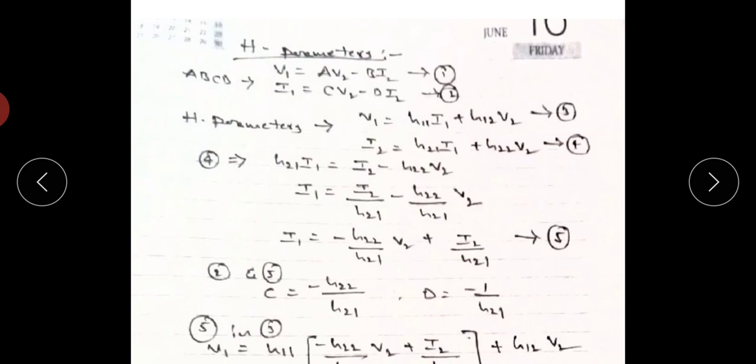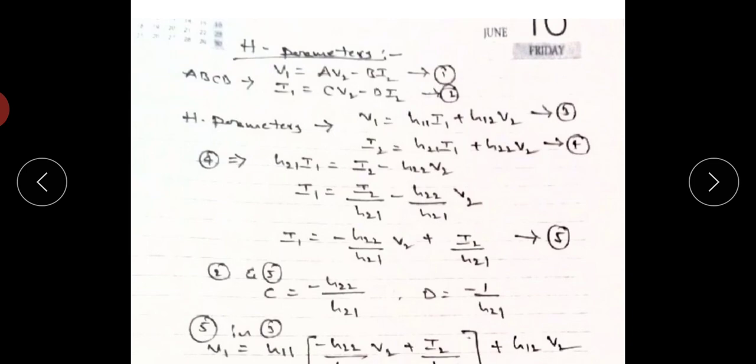So now see in equation 3. Equation 3 has V1, I1, V2 terms. Equation 1 has V1, V2, I2. So we cannot convert equation 3 into equation number 1. So next, see equation 4. It has I2, I1, V2. Equation 2 has I2, I1, V2 terms. So we can convert equation 4 like equation number 2.